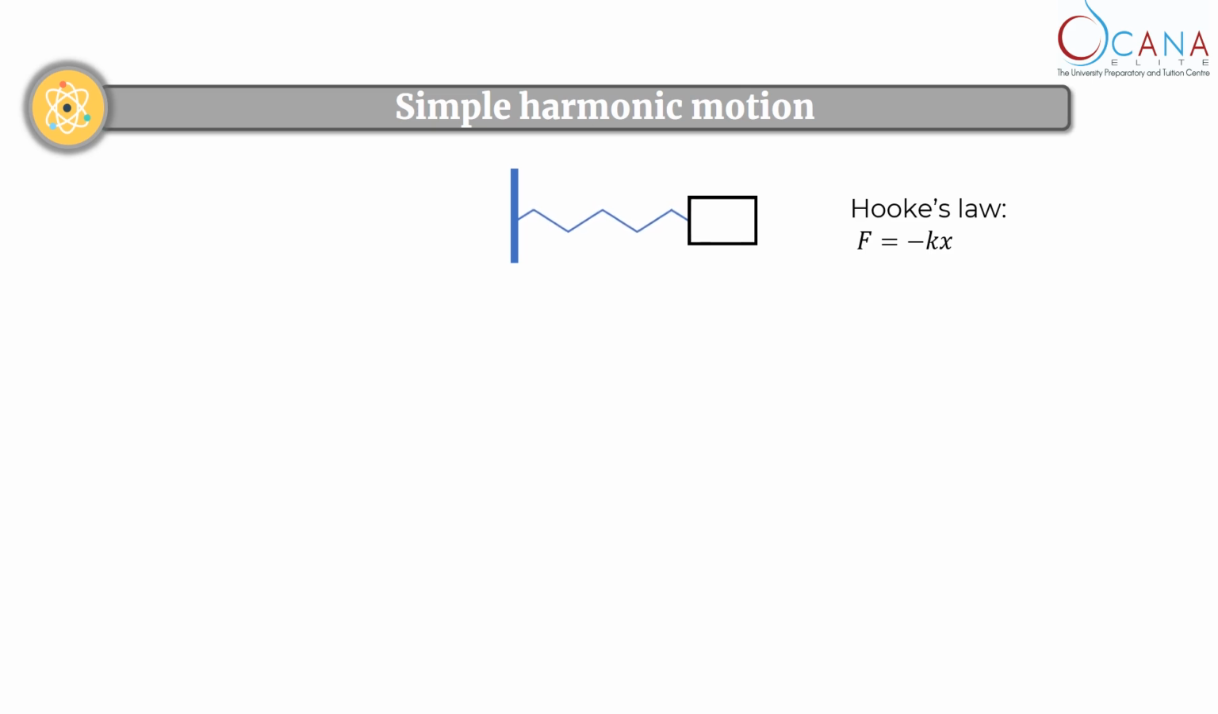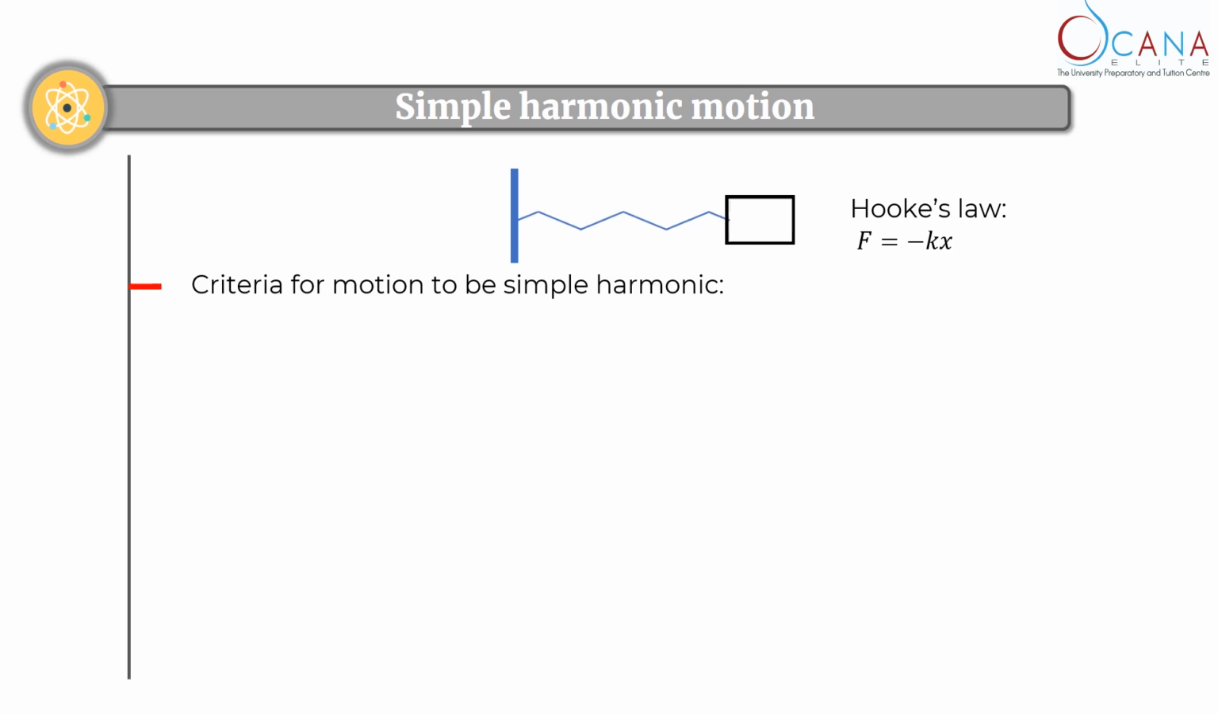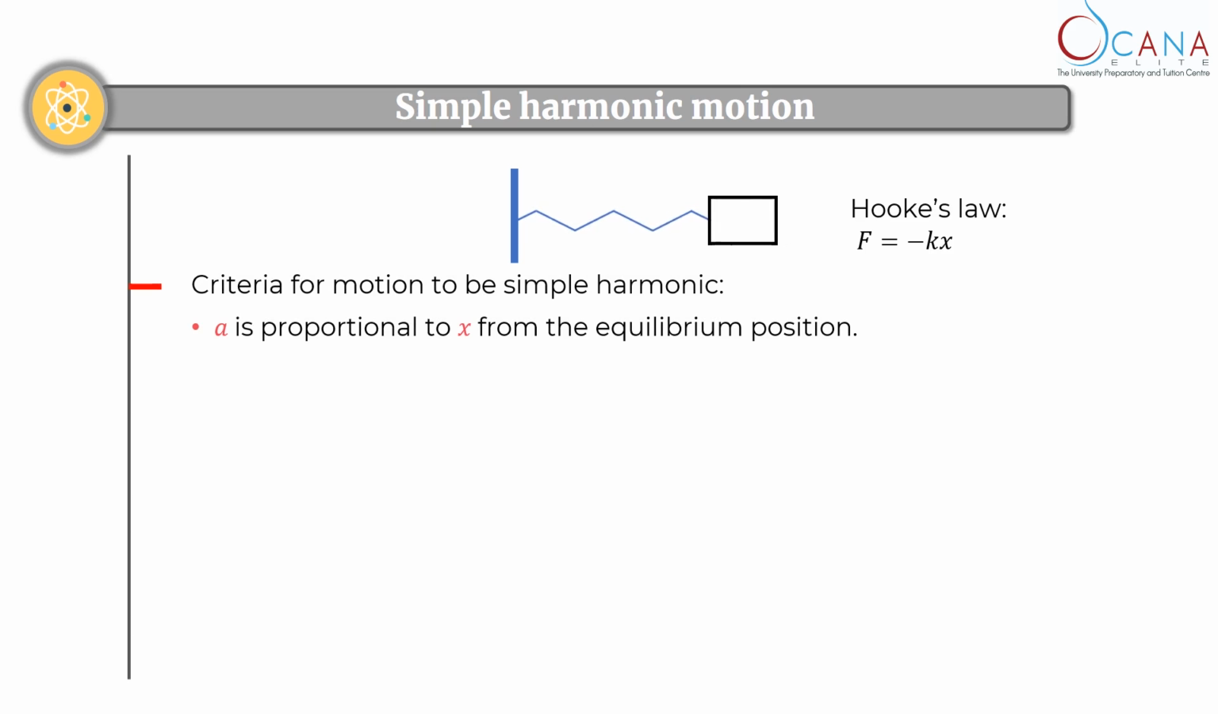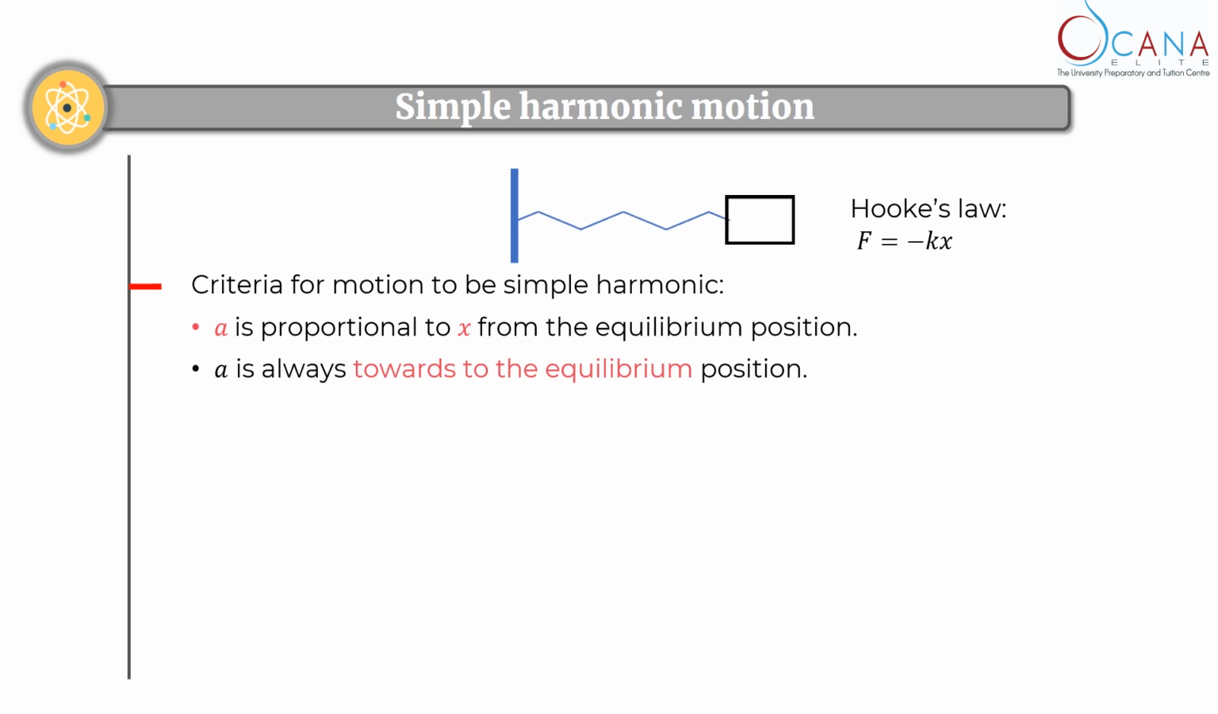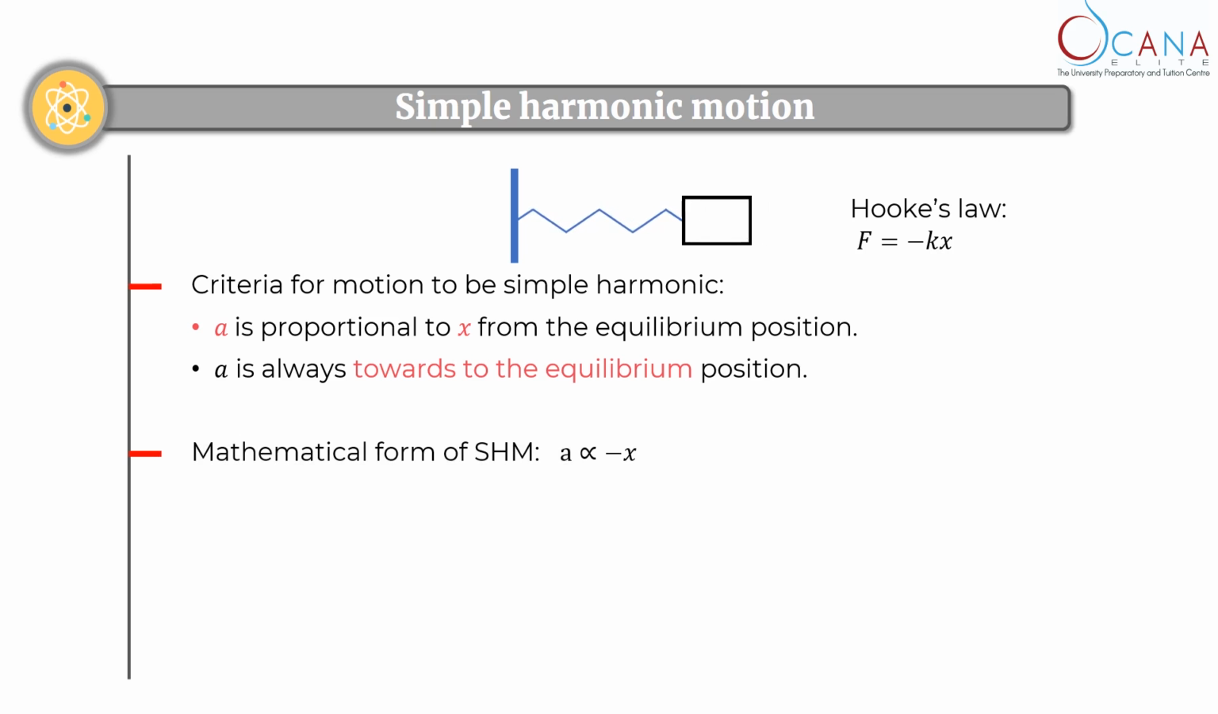Next, what is the criteria for the motion to be simple harmonic motion? There are two criteria. First, the acceleration is proportional to the displacement from the equilibrium position. Second, the acceleration is always towards the equilibrium position. Hence, if we summarize these two criteria in mathematical form, the acceleration a is directly proportional to negative x. The negative sign means the acceleration and displacement are always in opposite directions.